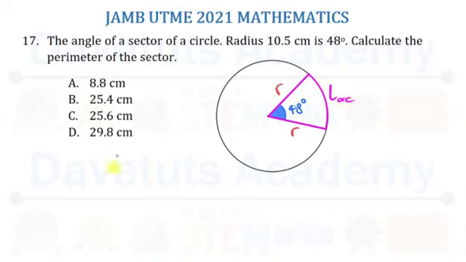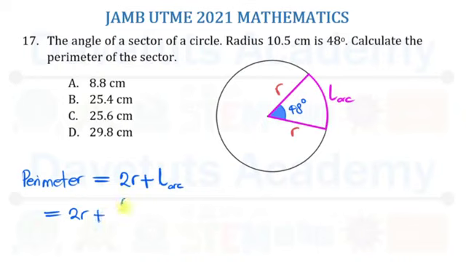So the perimeter of that sector that we are asked to find is, from the diagram, the sum of all the sides. That's why I took my time to find the diagram. And what are the sides that we have here? We have r, we have another r, we have the length of an arc. So we have 2r plus the length of an arc. And what's the formula for length of an arc? It is theta over 360 multiplied by 2 pi r.